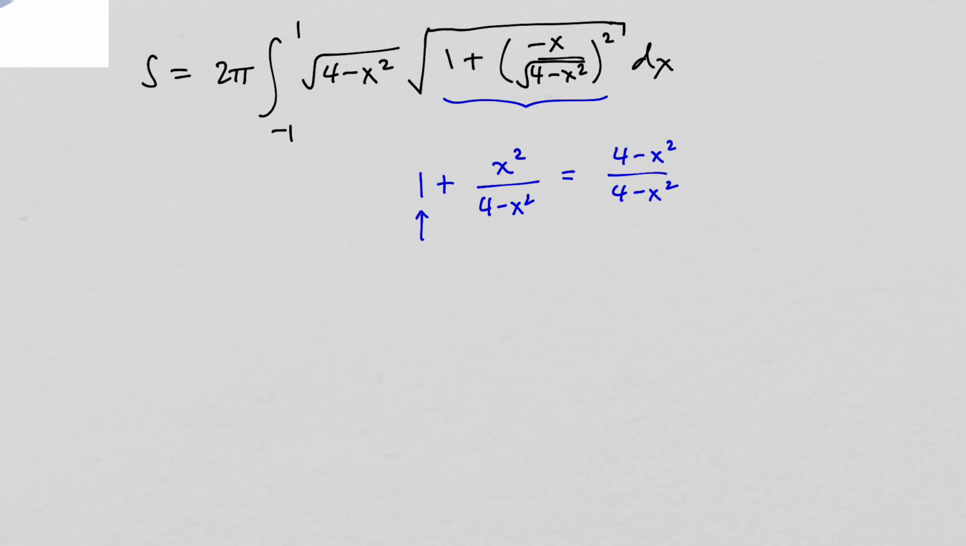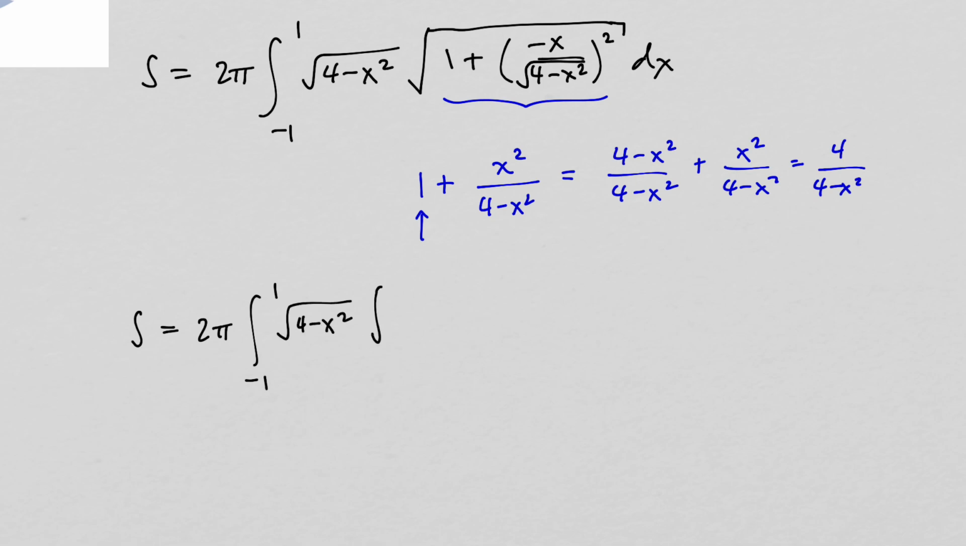That's how we represent 1, plus x squared over 4 minus x squared. And when you add these together, you get 4 over 4 minus x squared. And so what we have here is the surface area is 2 pi integral from -1 to 1, square root of 4 minus x squared, times the square root of 4 over 4 minus x squared.